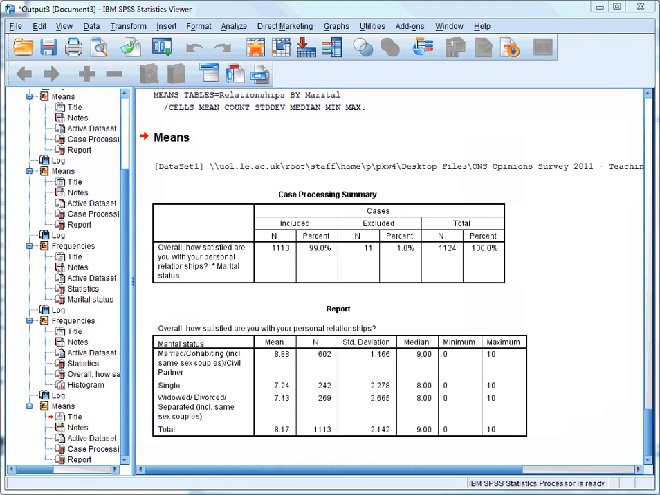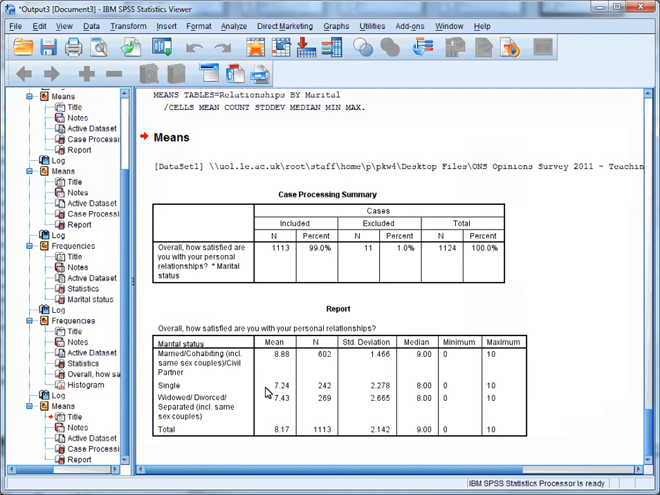This analysis has therefore produced some reasonably strong evidence that married or cohabiting respondents are more satisfied with their personal relationships compared to both single respondents and those who are widowed, divorced or separated. You might have guessed that this would be the case before we conducted the analysis.